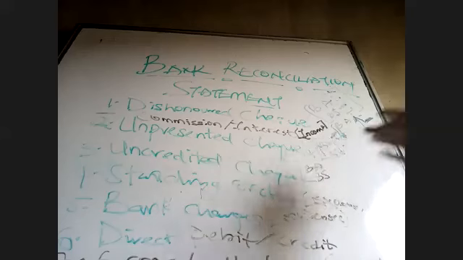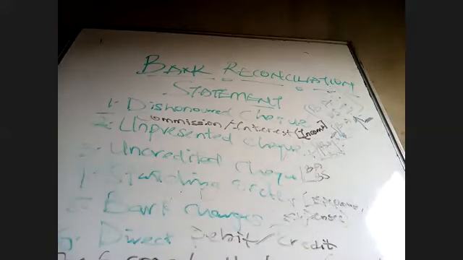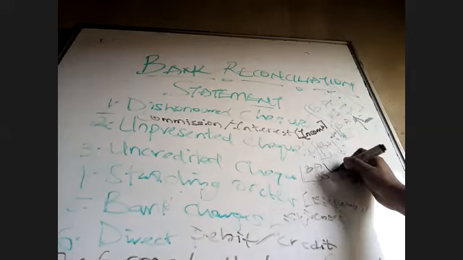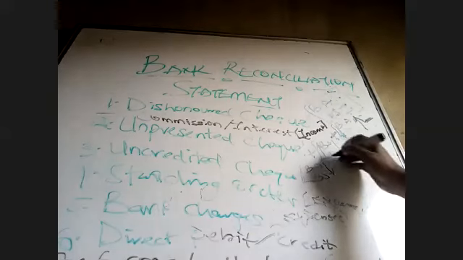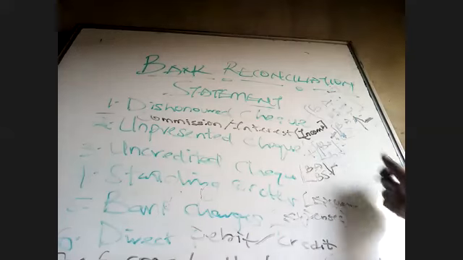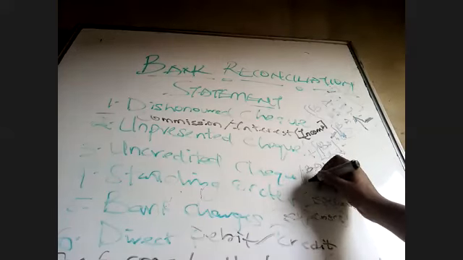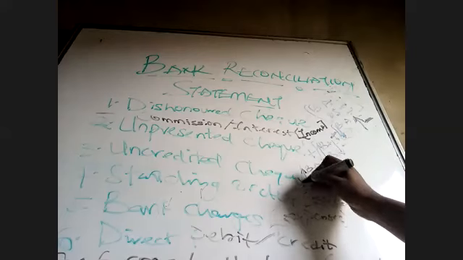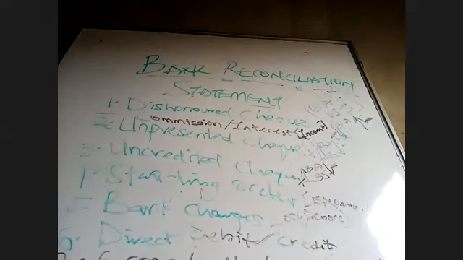So the bank account has already recognized it. The bank statement has not captured it. So if you are reconciling from your bank account to your bank statement, you deduct, you less it. But if you are reconciling from your bank statement to your bank account, you add it.